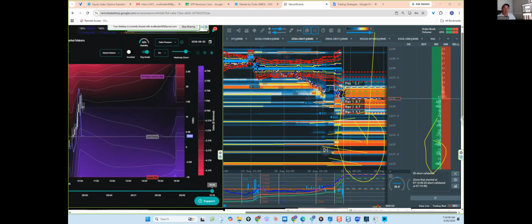So how does that benefit you? Because you know what they're doing. That's the key with using Bookmap. You can see what the big money is trying to do.